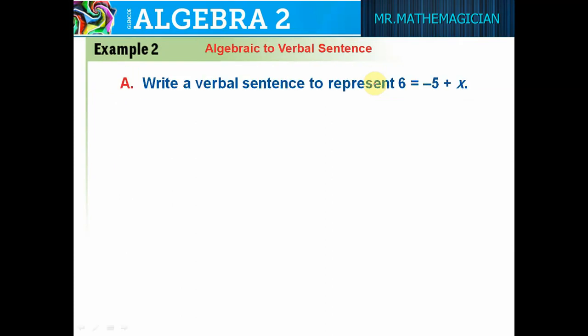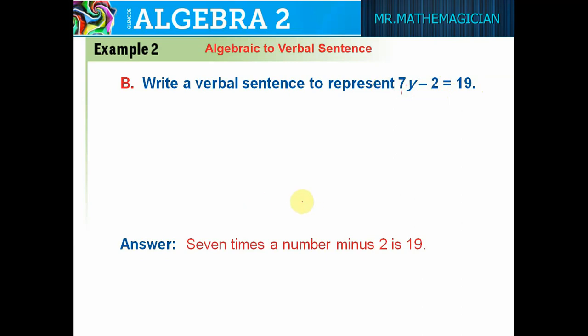Another example. Write a verbal sentence to represent 6 equals negative 5 plus x. So we are going to say 6 is equal to negative 5 plus a number. Write a verbal sentence to represent 7y minus 2 equals 19. Nothing between the 7 and the y means multiply. So you can say the product of 7 and a number decreased by 2 is 19, or equals 19, or is equal to 19, it is up to you. Or you can simply say 7 times a number minus 2 is 19.